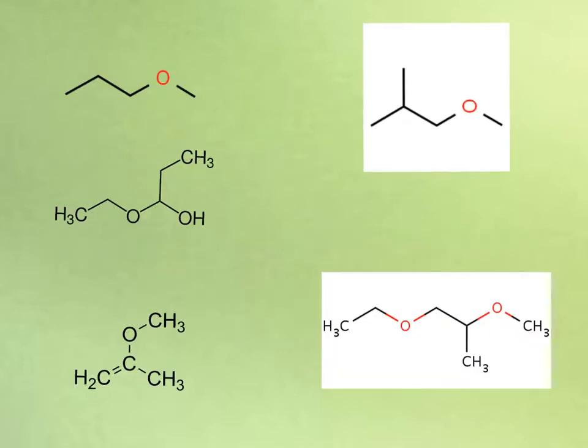So here are the examples. We are looking for the shorter chain first. So you can see that this is the shorter chain and it's a single carbon. So that is methyl. So methoxy. And then we do the rest of the carbon chain. We got 1, 2, 3. So this is methoxypropane.